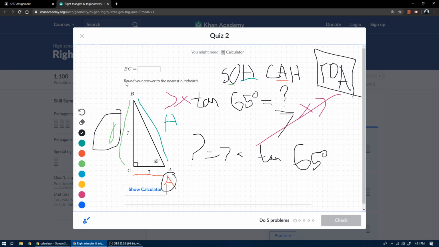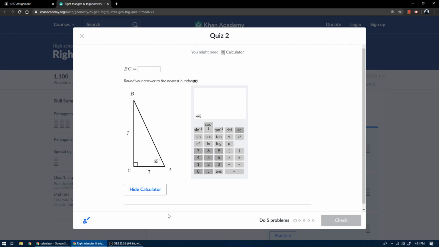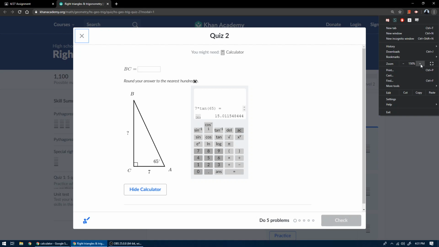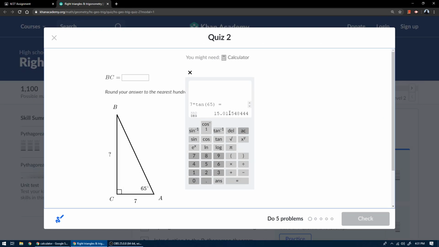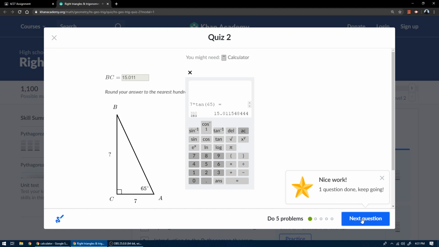Okay, now it's asking for me to round my answer, so I need to plug this into the calculator. 7 times tangent of 65 degrees. That's equal to 15.011. My answer is 15.011, and it's correct.